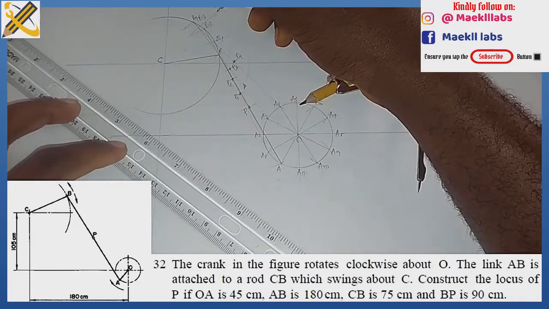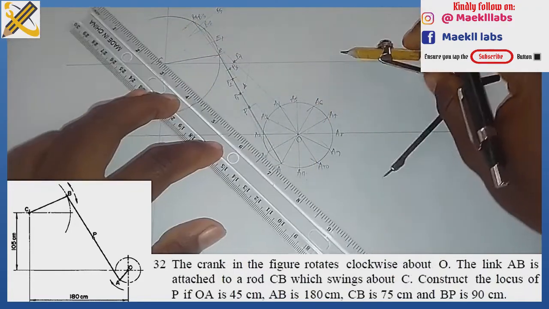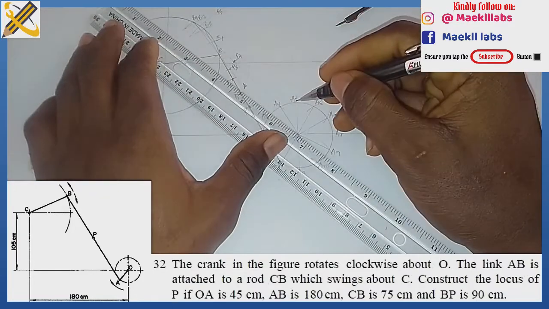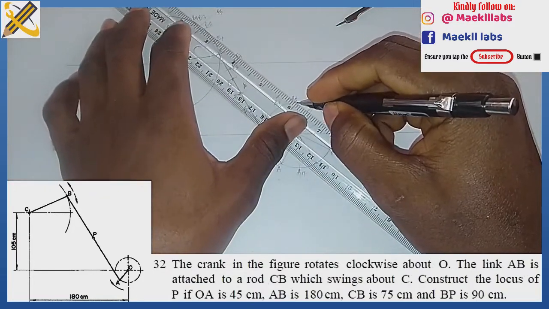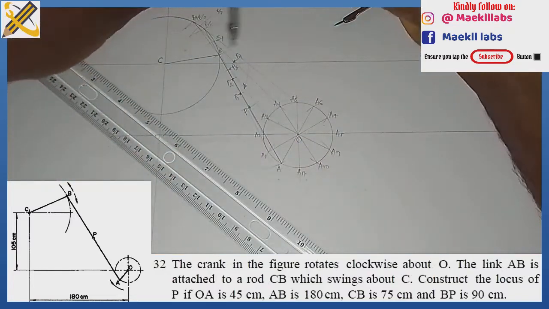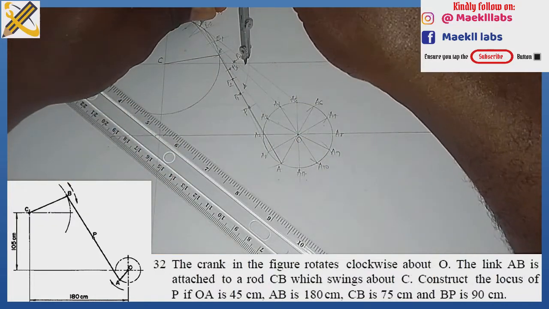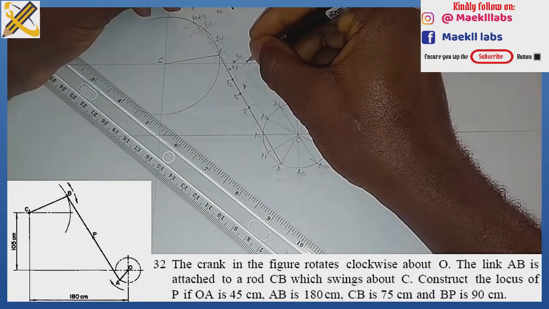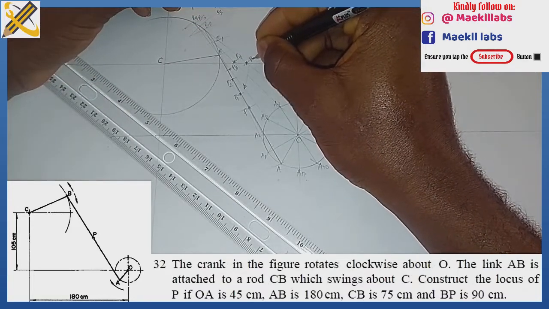So this is my B5. All right, so from B5 I pick my ruler, I align it to A5, then I draw. With my mark 45, I place it on B5, then I strike my arc to get my P5.